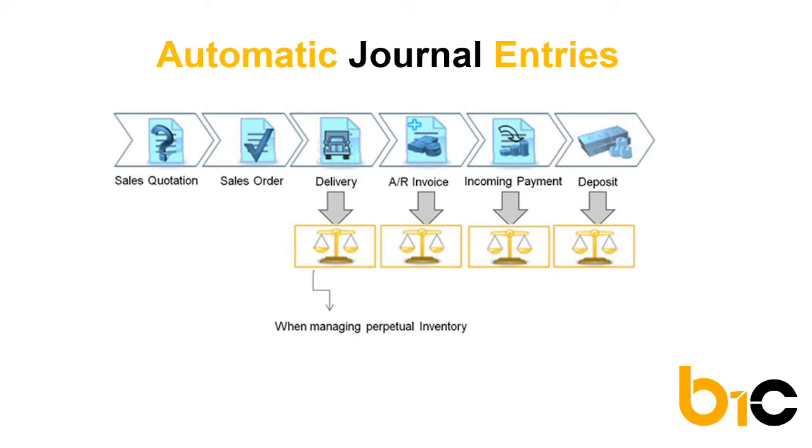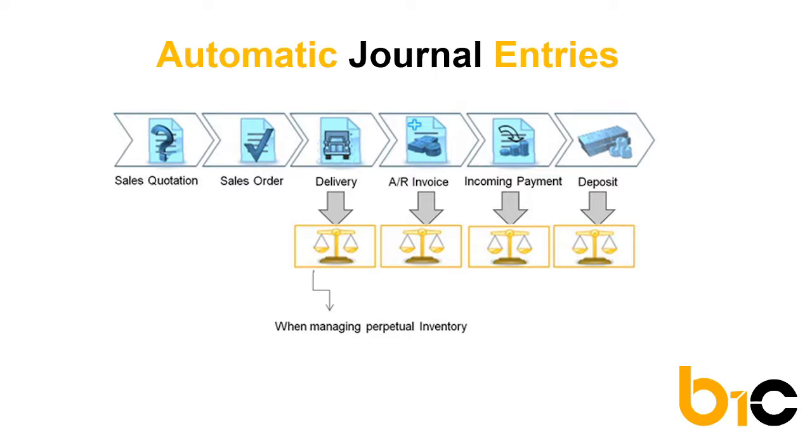Let us understand how automatic journal entry functions. These are the documents in the sales process that create automatic journal entries and therefore affect the accounting system: delivery, AR invoice, incoming payment, and deposit. Note that delivery only creates an accounting posting if you're using perpetual inventory.